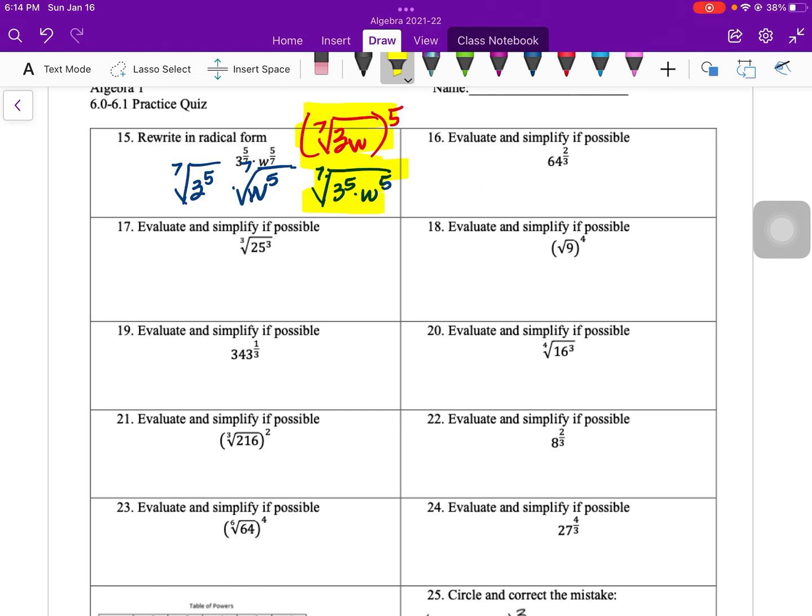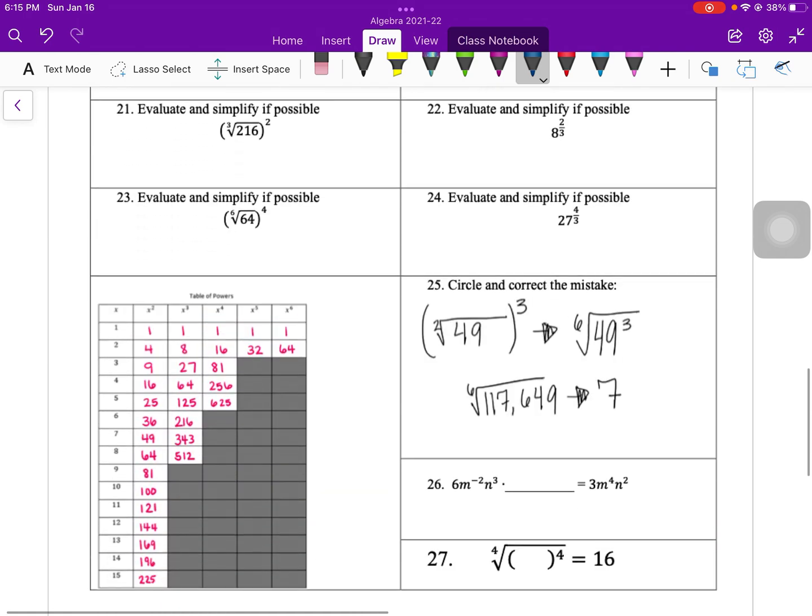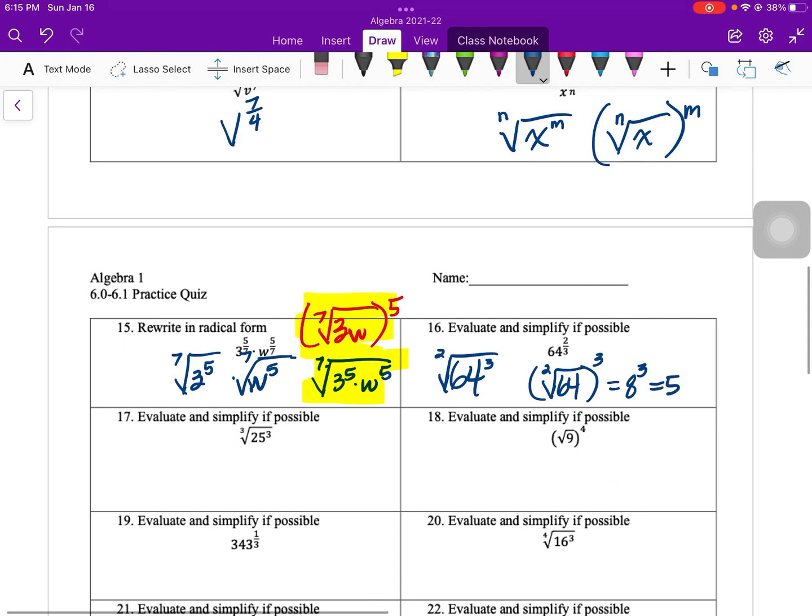Number 16 says evaluate and then simplify if possible. So we're going to again write this in radical form. This is 64 cubed, and we're taking the square root of that. Again, you want to think about what makes the most sense. I think it's probably going to make the most sense to do the square root of 64 first and then cube it. So the square root of 64 is 8. And then we would do 8 cubed, which we can evaluate. If I go down here to my table, 8 cubed is 512. So that's my answer for this one.